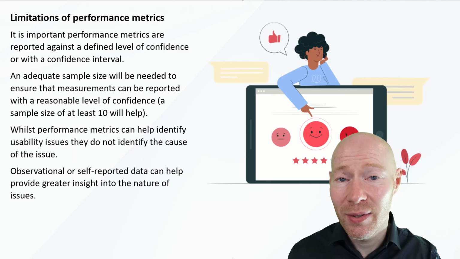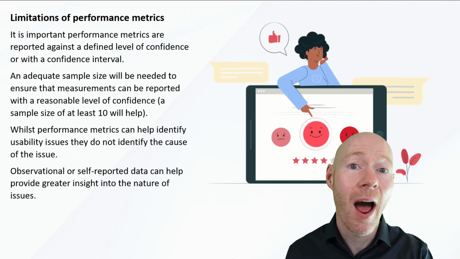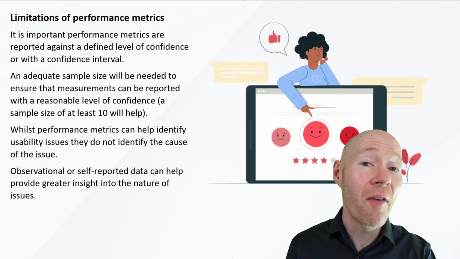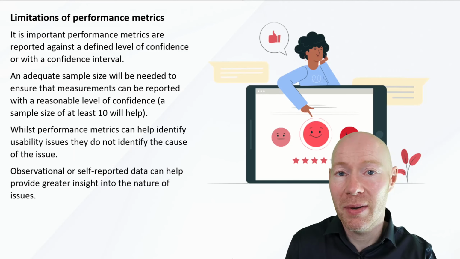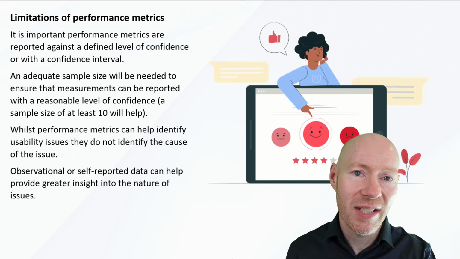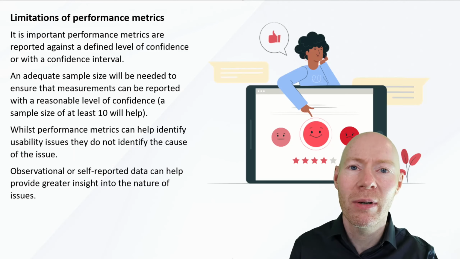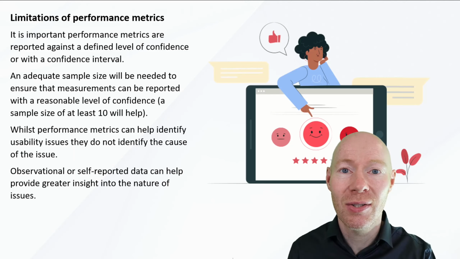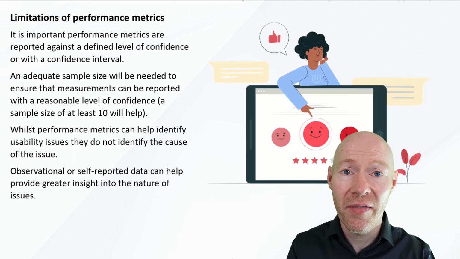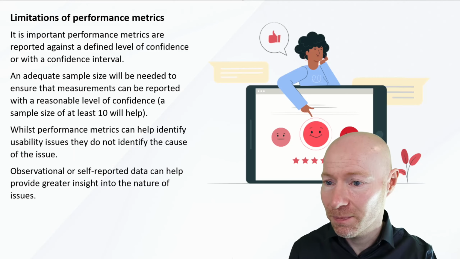We do need an adequate sample size. If we don't have an adequate sample size, it's going to be really hard to say with any level of confidence that we have observed findings. Generally speaking, if we've got a sample size of 10 or more, we're probably okay. We're often able in those cases to indicate where there are clear findings with a reasonably solid degree of confidence.